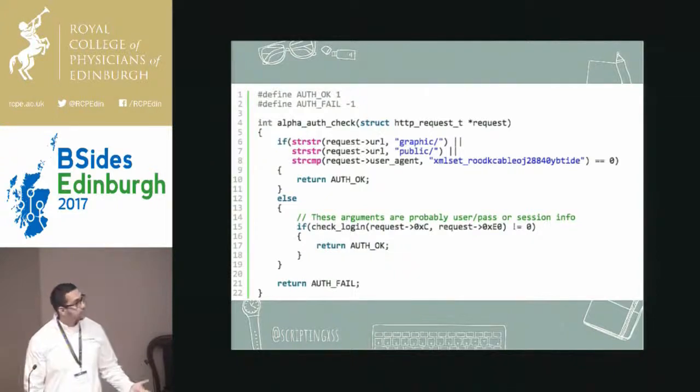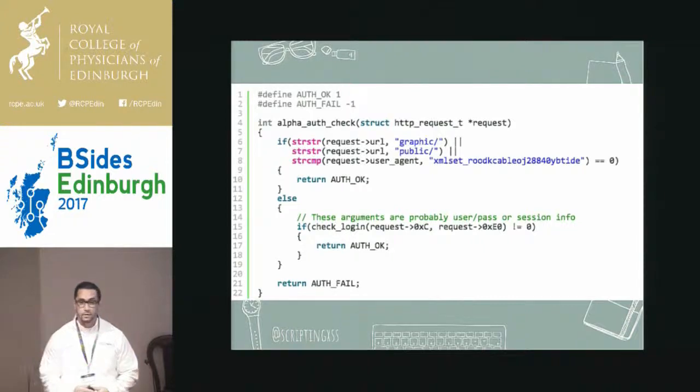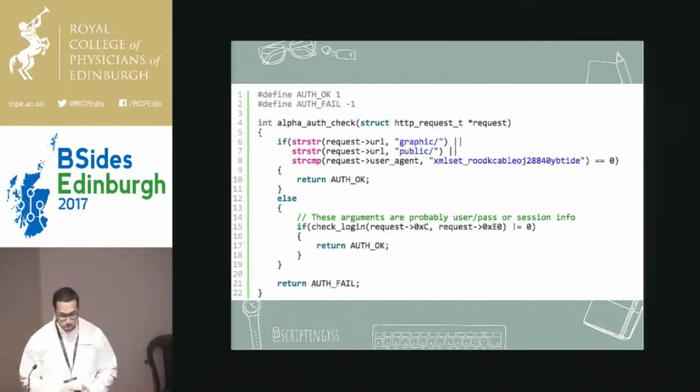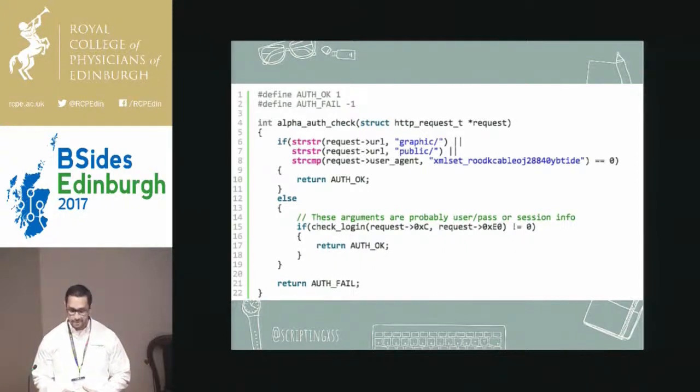Here's an example of D-Link having a hard-coded, let's say, backdoor. Every time you send a user agent with the string here, you bypass authentication and get access to the device. So that's awful, right?